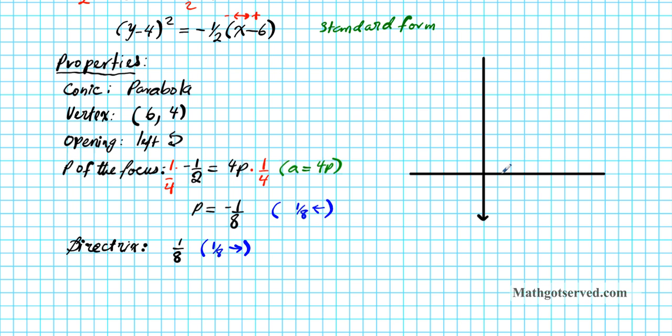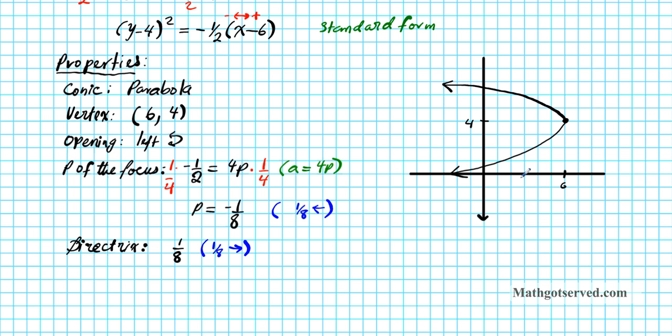vertex. So we're going to go 6 units to the right, 1, 2, 3, 4, 5, 6, and 4 units up, 1, 2, 3, 4. (6, 4). There goes the vertex. Now the parabola opens to the right, so this is just a sketch. A parabola looks something like this, opening to the right.